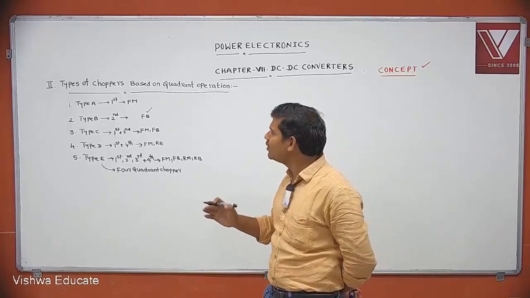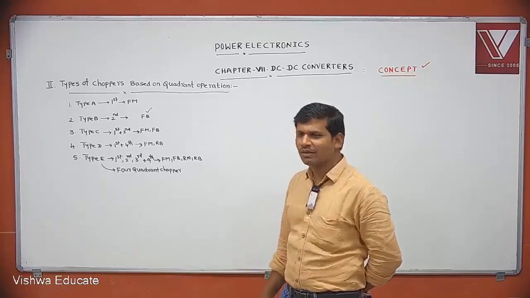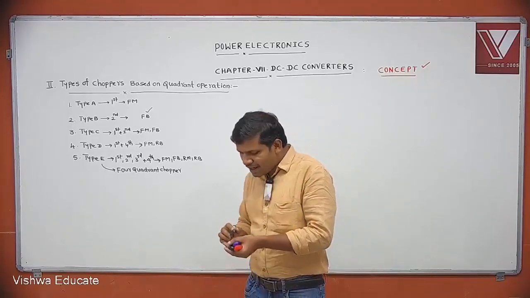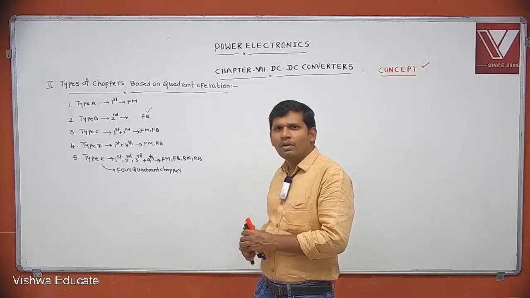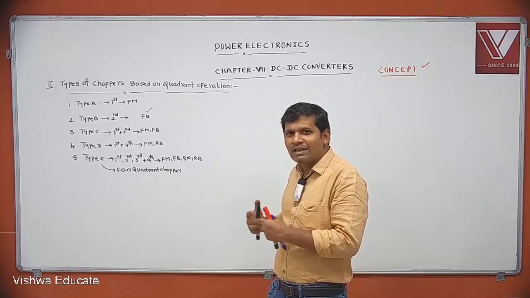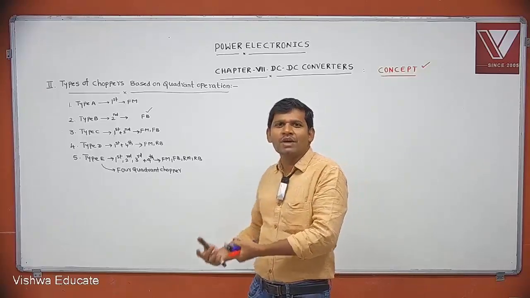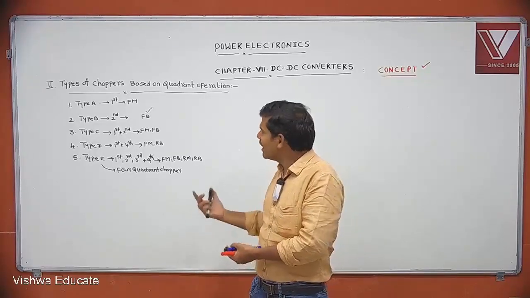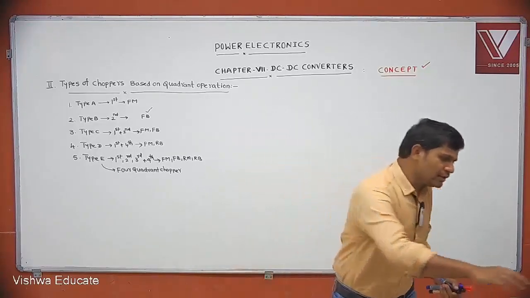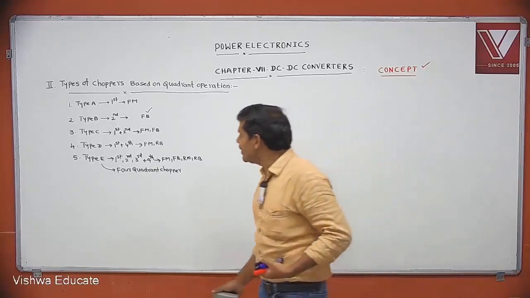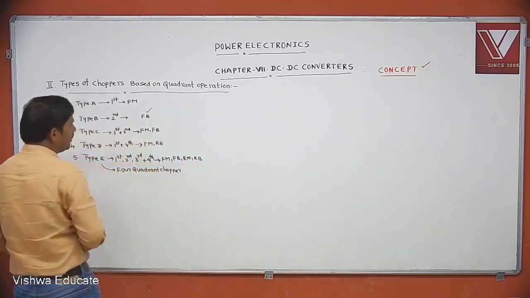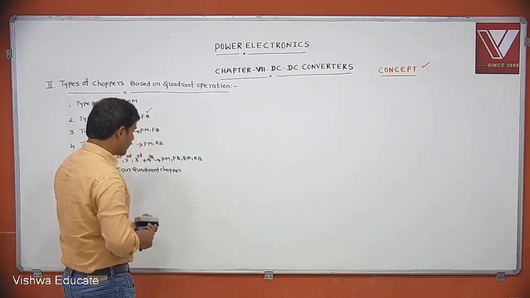All these points I want to discuss. This detailed analysis is useful for you to analyze a circuit on your own and identify in which quadrant it is operated. Shall we start with the first one, type A chopper.